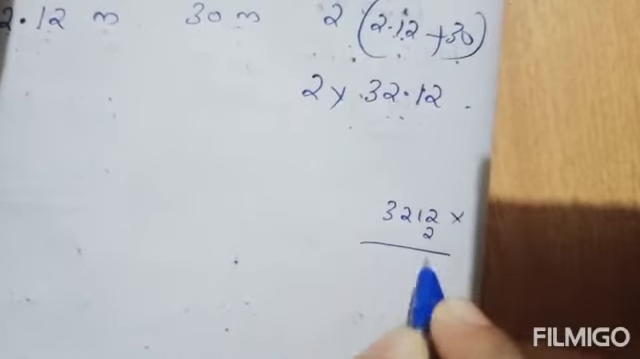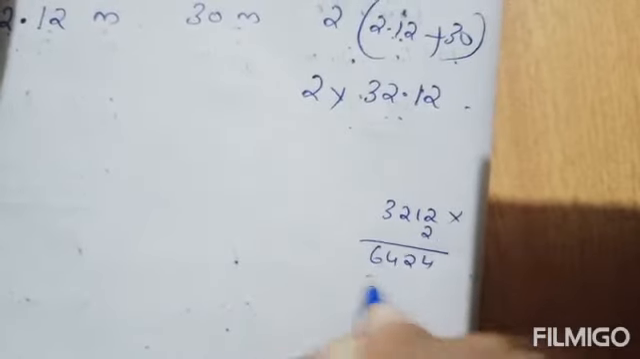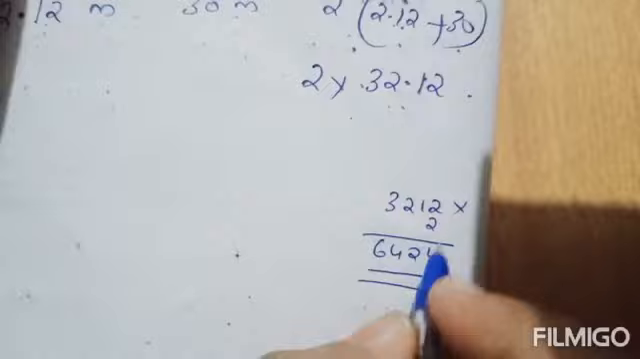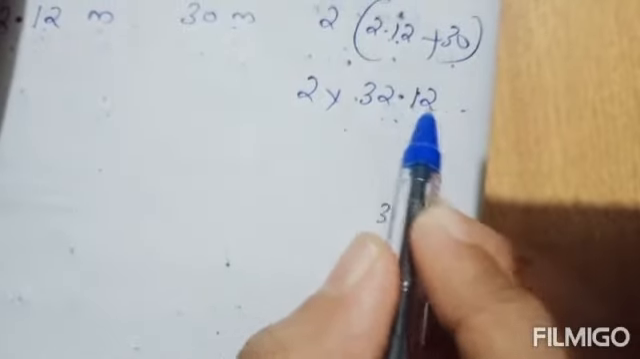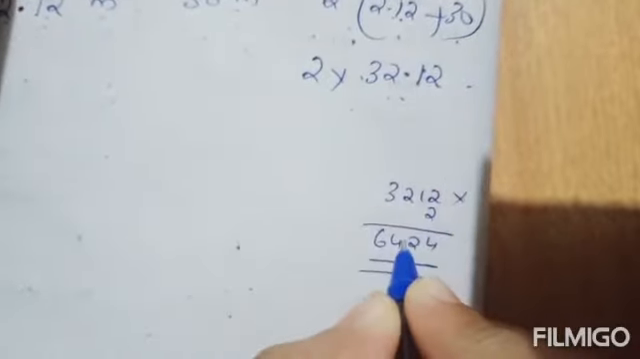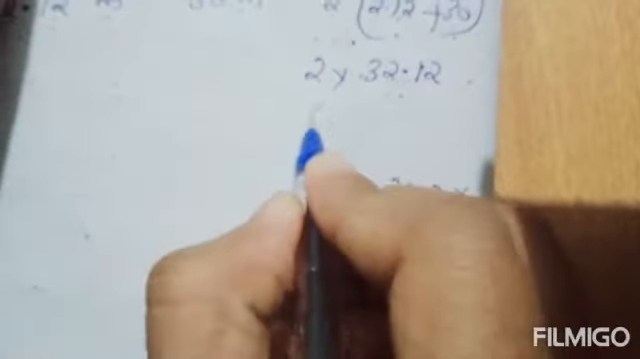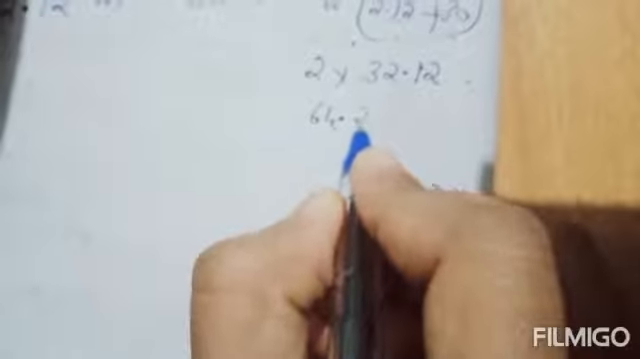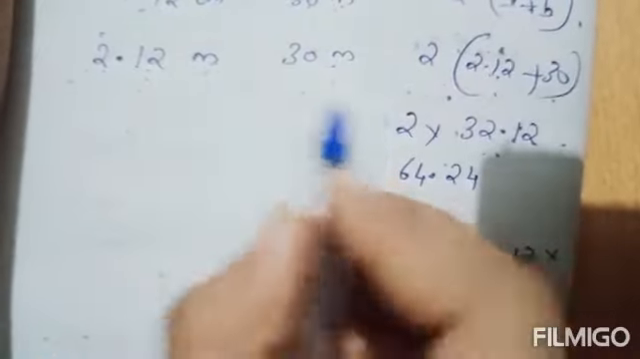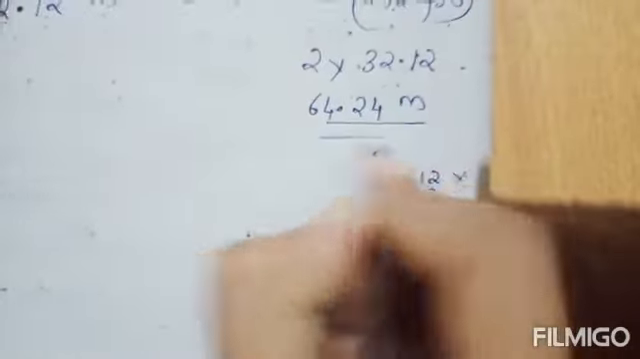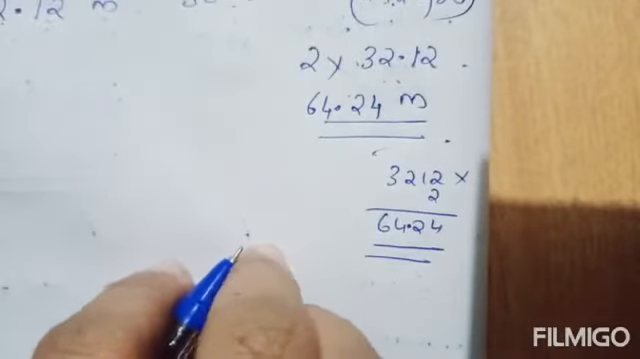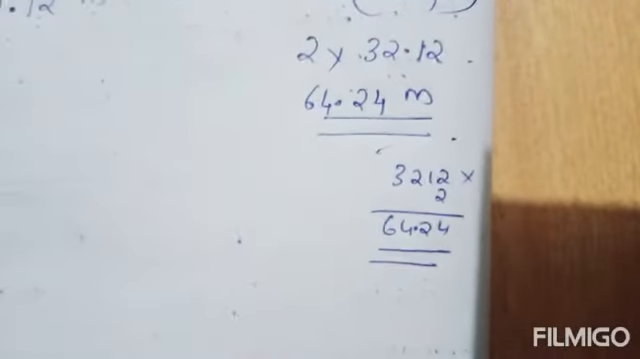3212 into 2 first you can do. You will get 6424. Now after decimal point 2 digits are coming here. So here also after decimal point 2 digits should come. So the answer is 64.24. Unit will be meter. Okay, 64.24 meter is the answer.